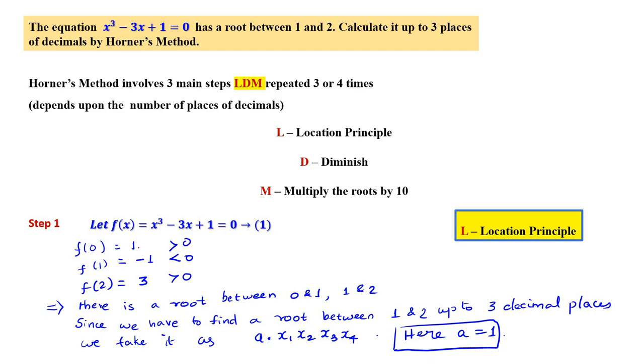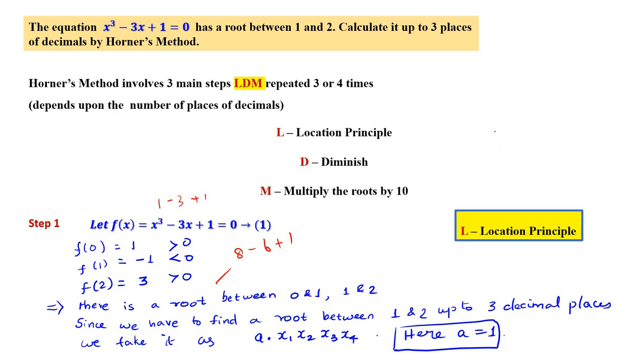So f of 0 gives 1, which is a positive number. F of 1, replacing x by 1, you have 1 minus 3 plus 1, so that is minus 1. And f of 2 is 8 minus 6 plus 1, so that gives you 9 minus 6, that is 3, positive. So there is a change. Whenever there is a change in sign for the given function f of x, there is a root lying between that 1 and 2.